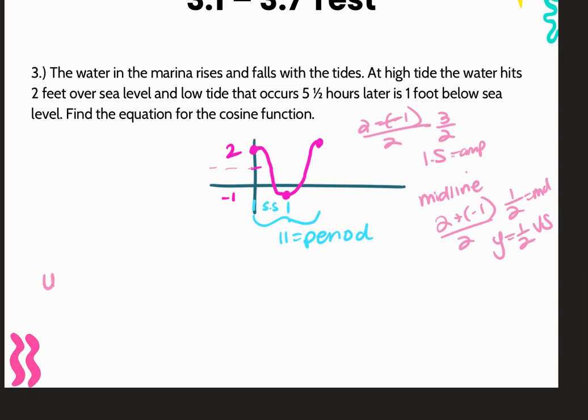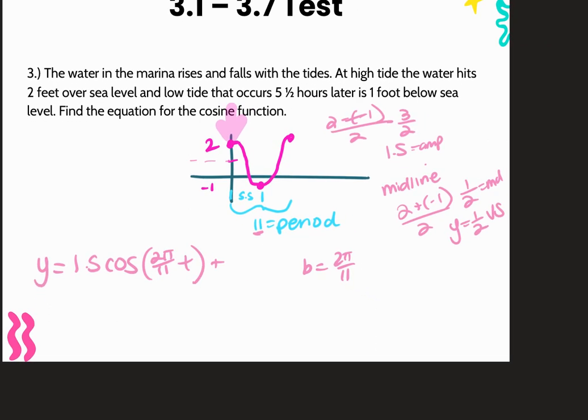So I get y equals amplitude 1.5. Cosine, it starts on the y-axis, so there's no phase shift. The period is 11, so b is going to be 2 pi over 11. Plus your vertical shift, which is 1/2, or 0.5.